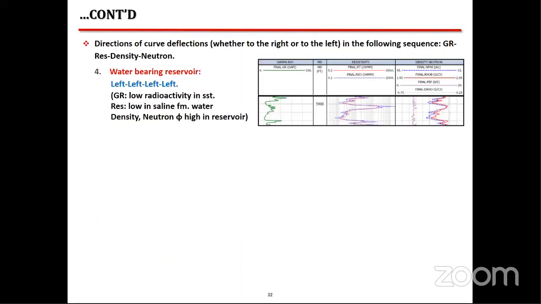Now, coming to a water-bearing reservoir, the deflections will all be to the left. Gamma ray will show low gamma ray values in sandstones due to low radioactivity. The resistivity will be low in saline formation water, whereas the density and neutron porosity will be high in a reservoir zone because it is a sandstone which is highly porous and permeable.